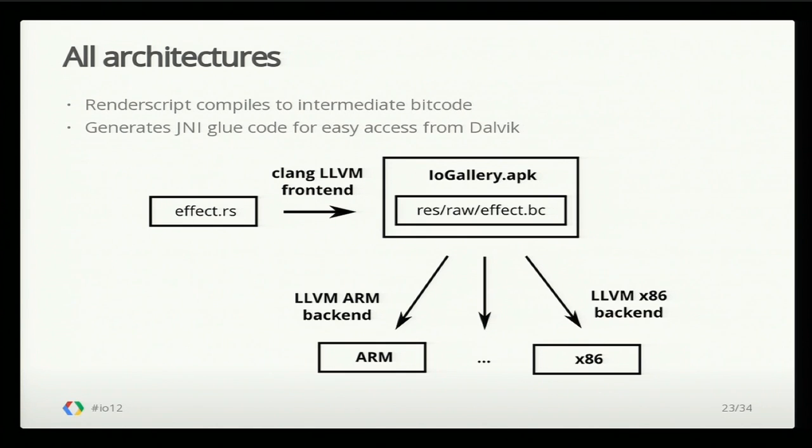And Renderscript does this by splitting compilation into 2 stages. First, it compiles our Renderscript code, our effect.rs file in this example, into an intermediate bitcode, which isn't specific to any architecture. Then it packages that bitcode inside of our APK. Then when our app is installed on the device, a second backend compiler takes that intermediate bitcode and compiles it into optimized native code for whatever architecture and optimizations that device may have.